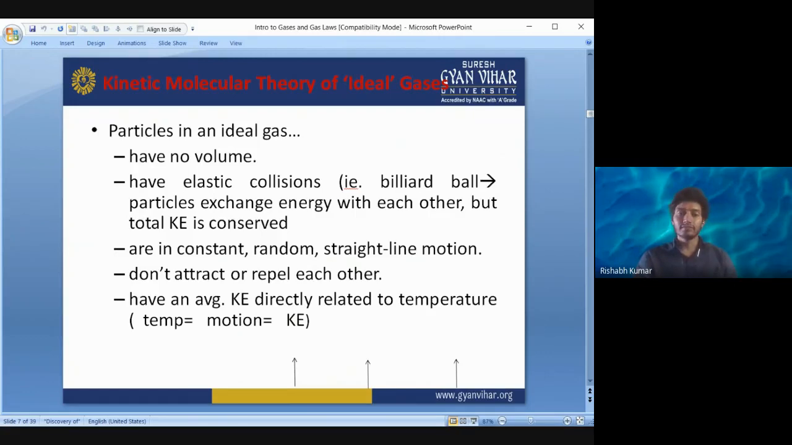They have constant, random, straight line motion. Sorry, not contact, but they have constant random motion, and they move in a straight line unless they collide with other molecules, then they change their path. And they don't attract or repel each other. Zero intermolecular force between the particles. So they do not affect each other, neither attract nor repel. This is the assumption of the ideal gas, and they have an average kinetic energy directly related to the temperature. Temperature is directly related to motion and is equal to kinetic energy. So the more the kinetic energy, the more the motion of particles, and the more their temperature.